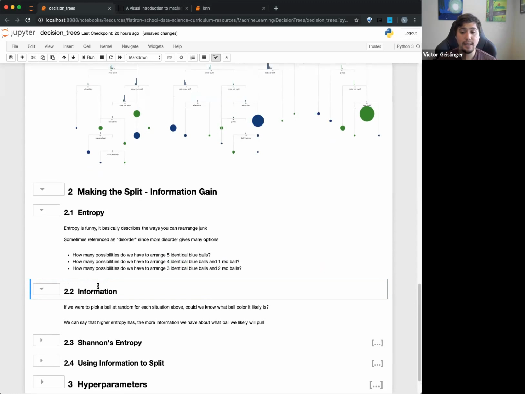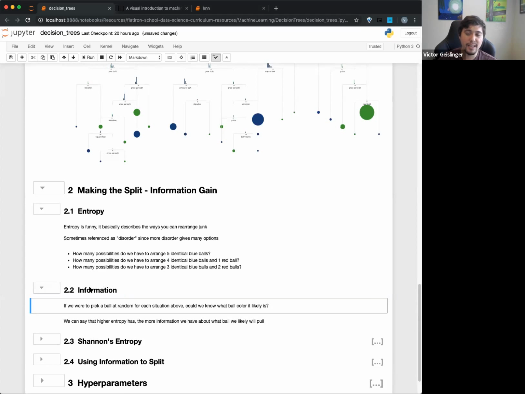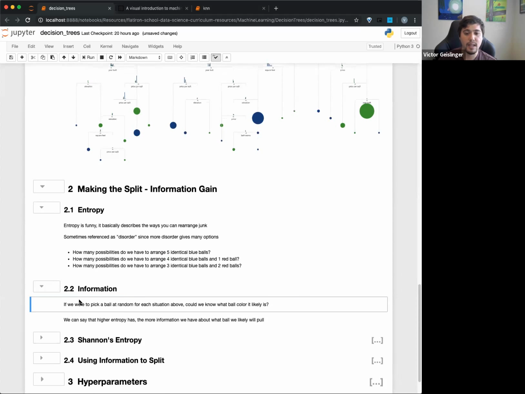So like I said, you kind of know the system already. If we pick a ball at random, you can actually say how likely something is going to be. For example, if they're all blue, no matter what you pick, you're always going to get a blue. You don't need to actually do the experiment. You already know. We have higher entropy when we need more information about which ball we're likely to pull out. Again, this is just another phrasing of the same stuff.